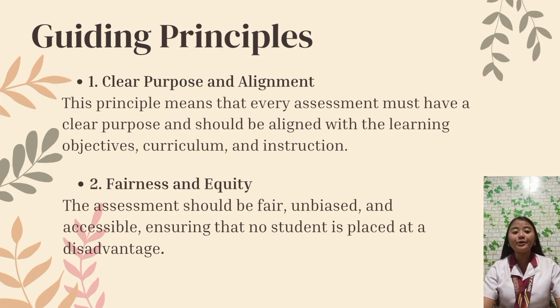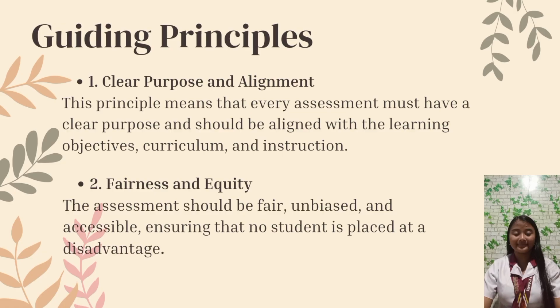First is clear purpose and alignment. This principle means that every assessment should have a clear purpose and should be aligned with the learning objectives, curriculum, and instruction. When teachers know what specific skill or knowledge they want to measure, the assessment becomes more accurate and meaningful. It ensures that every student is being tested on what they were actually taught and not on unrelated or confusing content.